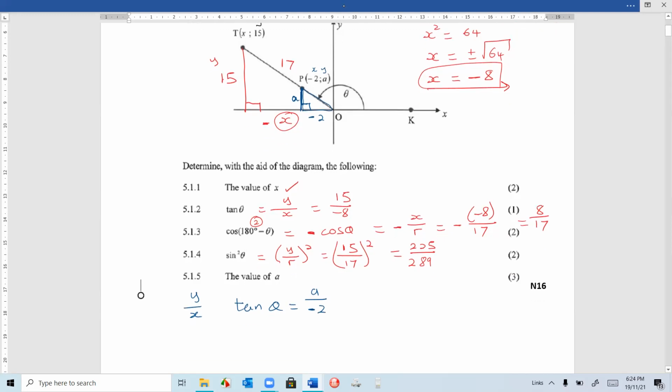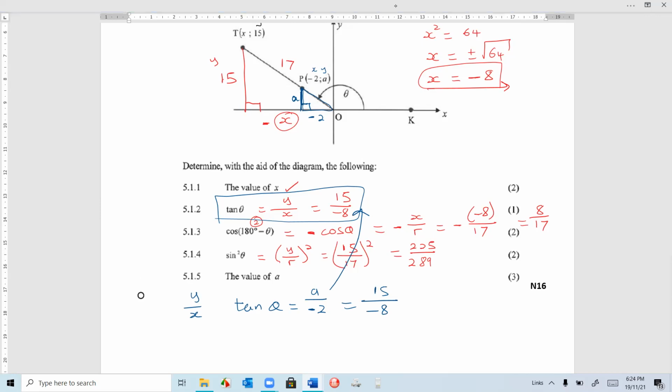But in the big triangle, we just worked out above that tan theta is actually 15 over -8. So your ratios are the same because the angle is the same. So we can take this now and equate it to 15 over -8. Because in the big triangle, tan theta is 15 over -8. And then by cross multiplying or finding an LCD, we're going to get -8a is equal to -30. And if we divide both sides by -8.